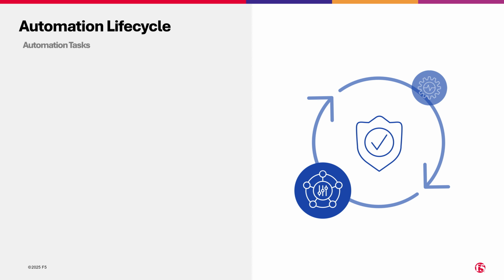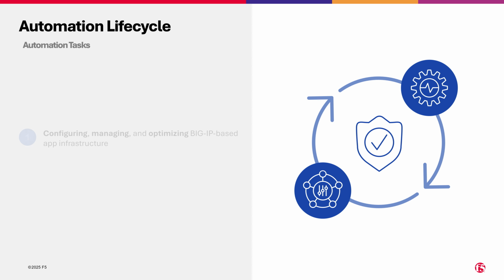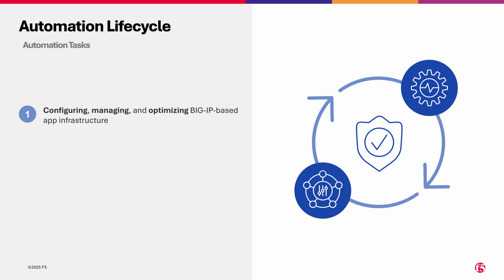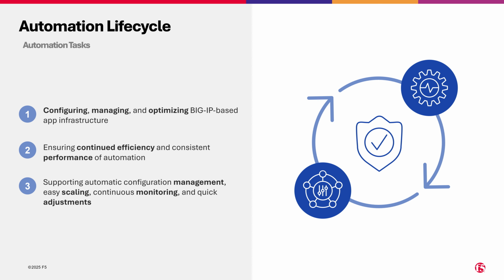The automation lifecycle in the context of F5 BigIP management includes tasks like configuring, managing, and optimizing the BigIP-based app infrastructure to ensure that it runs smoothly and performs well. The objective of effective lifecycle management is to ensure continued efficiency and consistent performance of the automation, even as the environment grows and changes. The main function of the automation lifecycle is to support automatic configuration management, easy scaling for both apps and infrastructure, continuous monitoring, and quick adjustments when needed. These practices help keep the BigIP environment stable, flexible, and ready to handle changing needs.